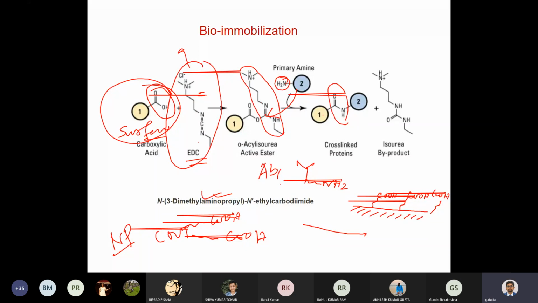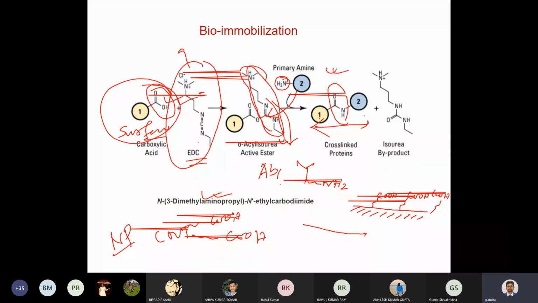1 and 2, see, they are already conjugated. And this group is left. So basically this is kind of a link, this is kind of an activation group. This group is the activation group, and this group basically helps to bind this carboxylic group and amine group.